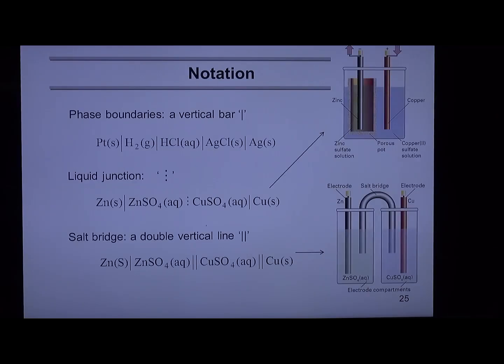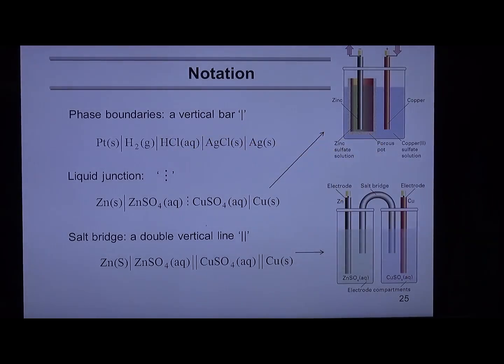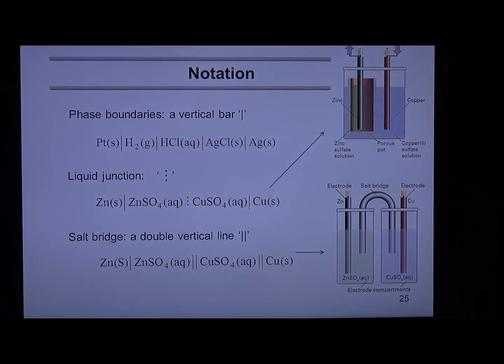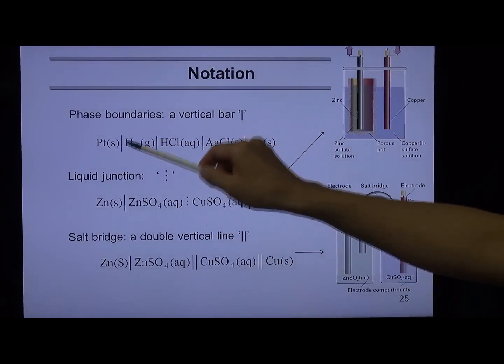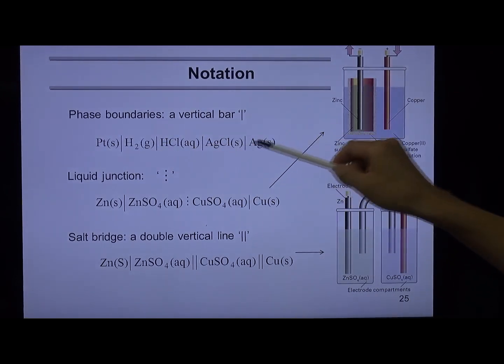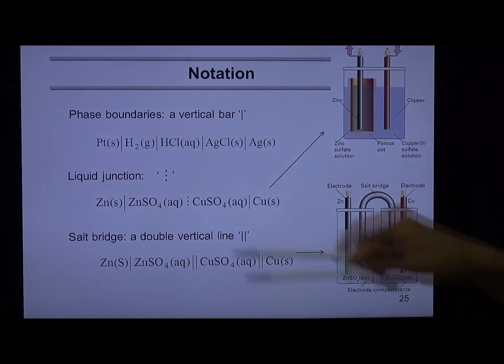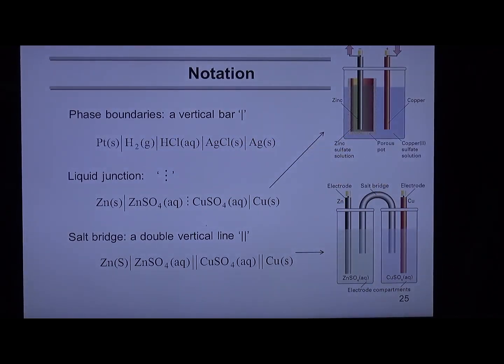Okay, notation for electrochemical cell. It's very simple actually. For a phase boundary, we use a vertical bar, just one single bar. So for electrode, solid, gas, liquid, solid, all have different phases, right? So we put just one single vertical bar.